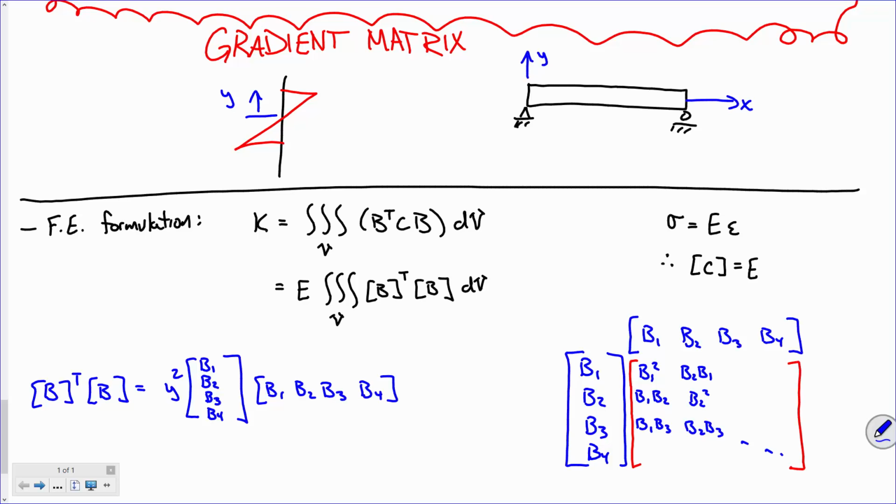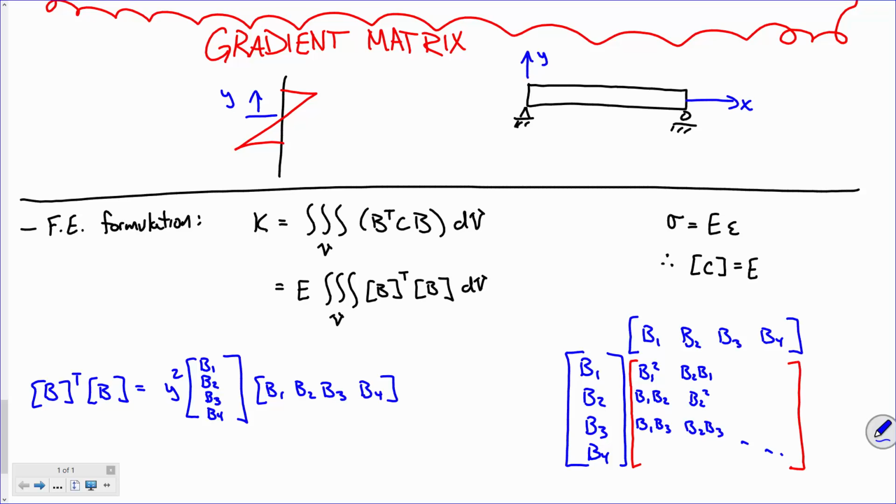So, can somebody tell me, without doing any of the algebra, what property is this B transpose times B matrix going to have? Symmetric. It's symmetric. Because B2 B1 equals B1 B2. And the same thing's going to happen across the board. It's symmetric, right? Everybody okay with this?